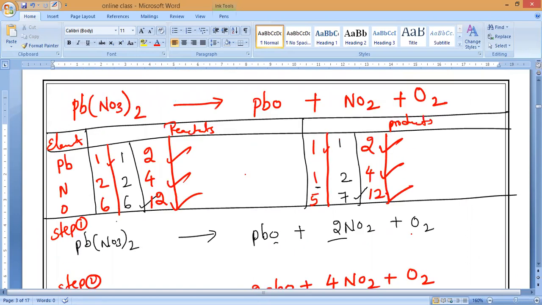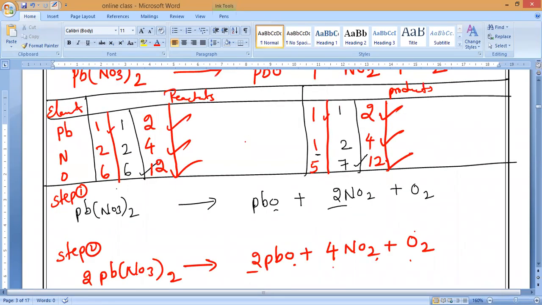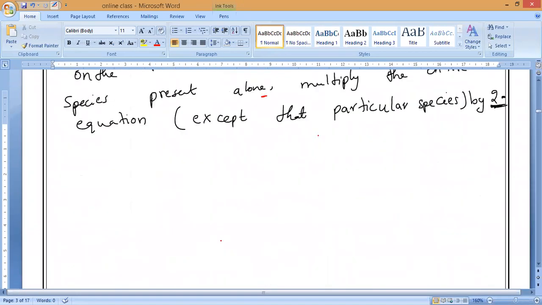Understand? So now here, who is present alone? Oxygen. So what is the difference between the reactants and product side? Only one atom. Yes or no? Yes, sir. That is why, except that species, the remaining all we are multiplying with 2, so that we will get the answer. Any doubt, guys? Now, let us see one more example in a similar way so that you understand.